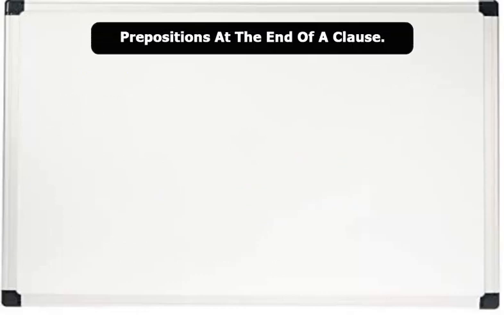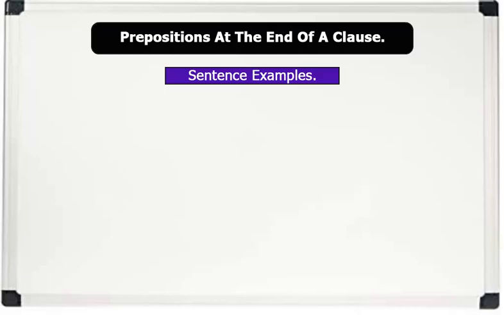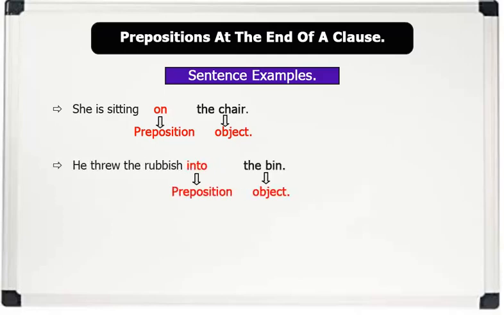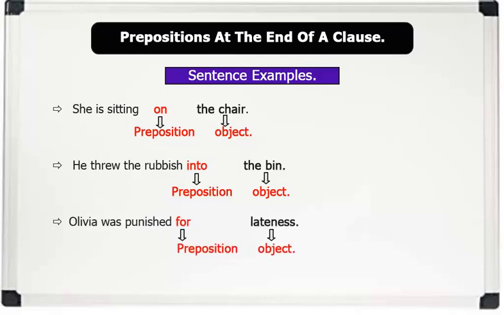Prepositions at the end of a clause. Sentence examples. 1. She's sitting on the chair. 2. He threw the rubbish into the bin. 3. Olivia was punished for lateness. Note, in all the above sentences, the preposition is at the end of the clause. Let's go over to prepositions at the beginning of a clause.